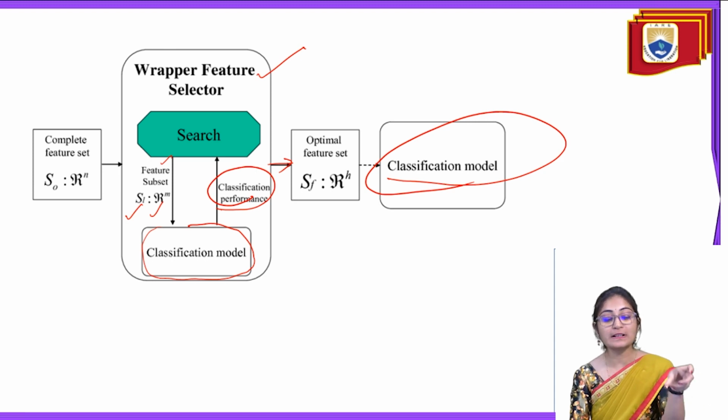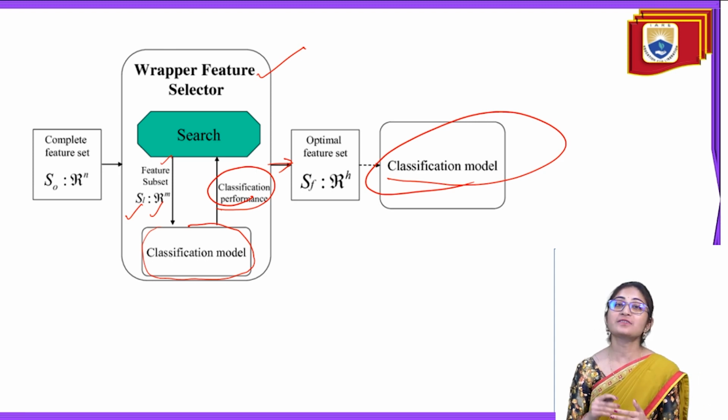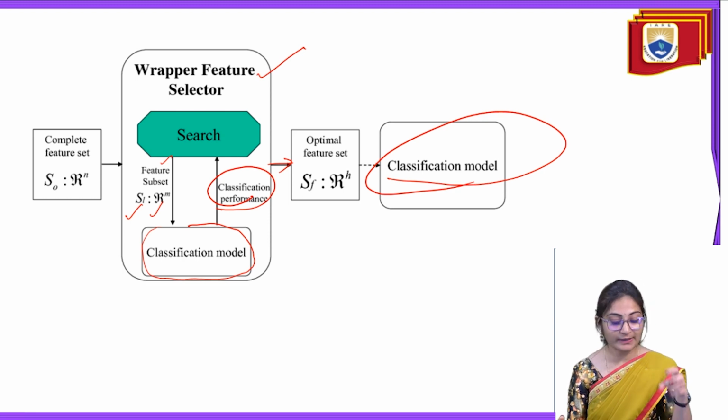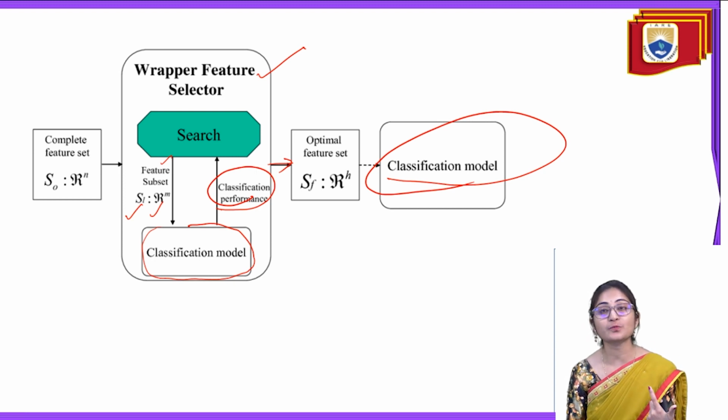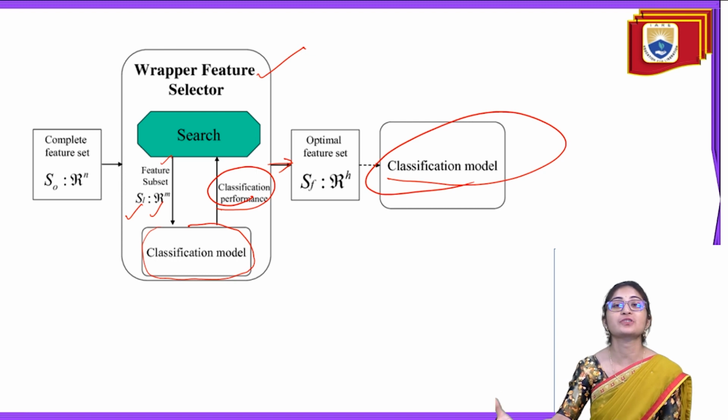That means here we have to use the complete feature set. Then we have to use the wrapper feature selector. That means we have to search by using these feature subsets. Then you have to use the classification model, and after using the classification model, there will be some classification performance and you will get the optimal feature set as output.